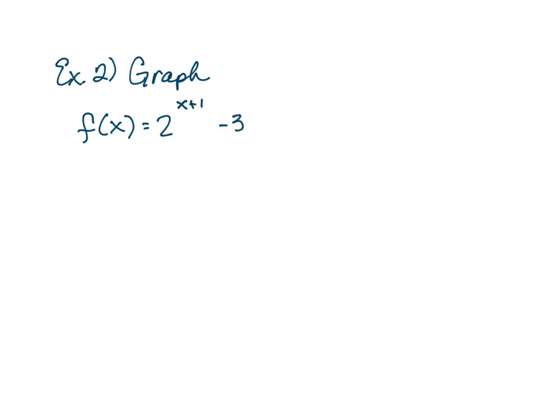All right, example 2 says this. Graph f of x equals 2 to the x plus 1 minus 3. Golly gee willikers. Now we're doing it. What do you know about transformations? Insiders lie. Outsiders tell the truth. So what are my insiders here? So what do we think this thing's going to do?